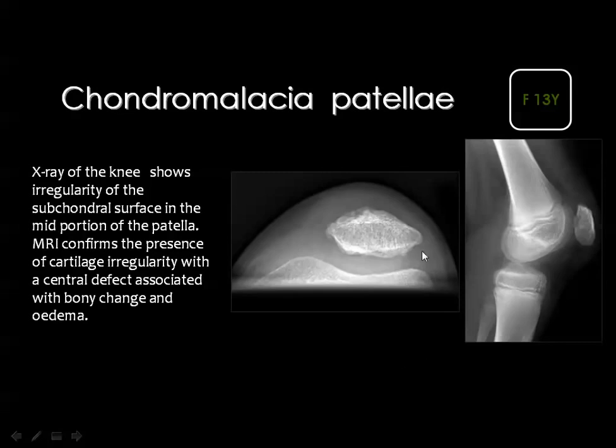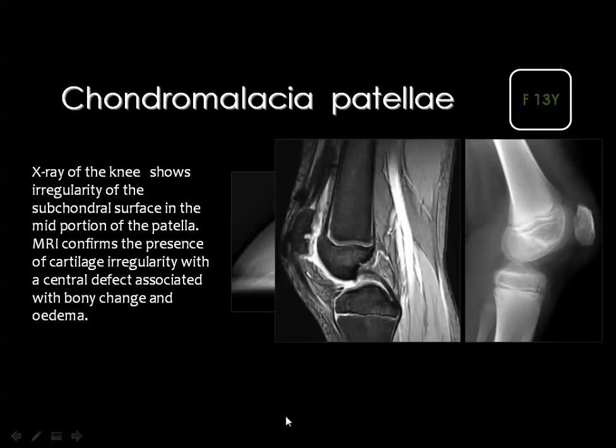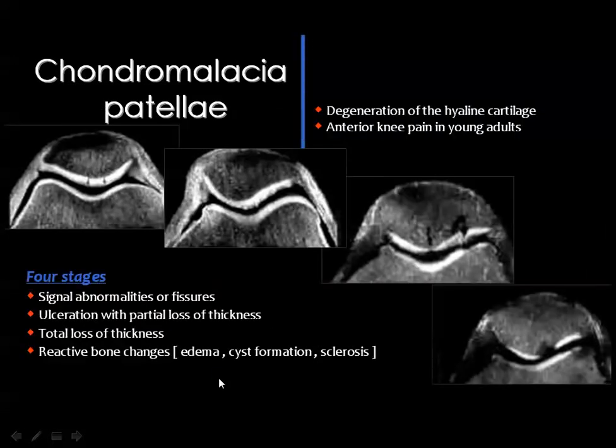Whenever you see irregularity of the articular surface of the patella, sclerosis, and some defects known as osteochondral ulcers, then you know that this is an advanced case of chondromalacia patella. And I advise you, don't evaluate chondromalacia patella in the sagittal images of MRI. The axial images are very good and essential for evaluation of the patellar articular cartilage.